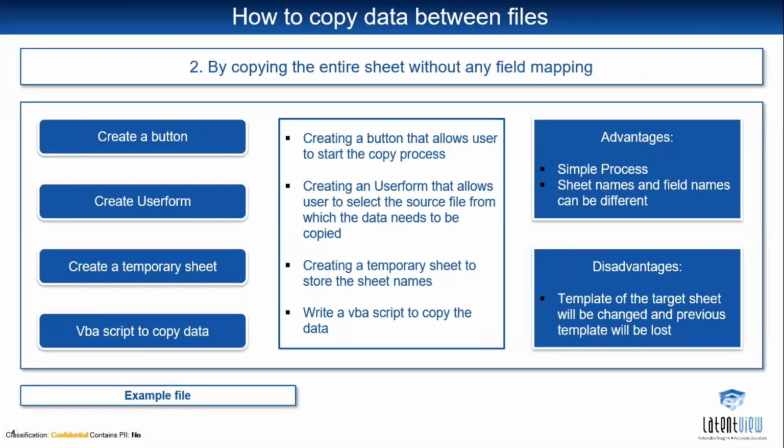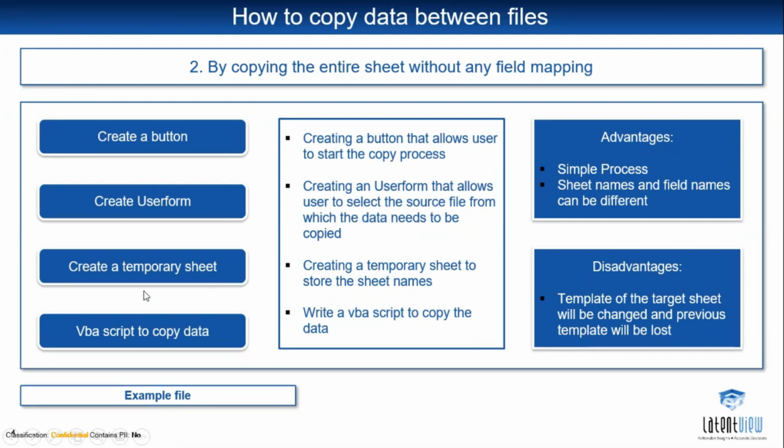The second method is copying the entire sheet without any field mapping. Even this method has 4 different steps. The first step is to create a button. This button allows the user to start the copy process. The second step is to create a user form. This user form allows the user to select the source file from which the data needs to be copied.